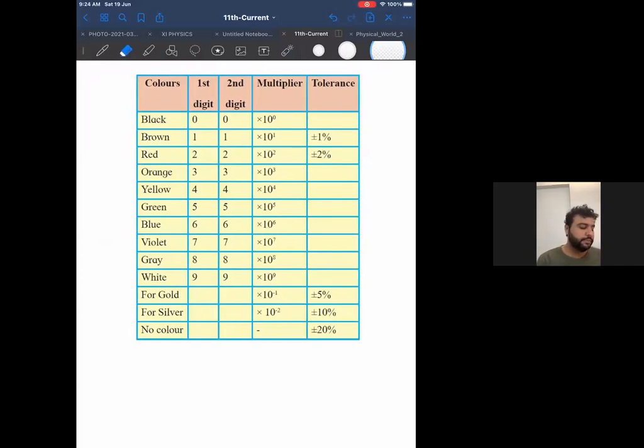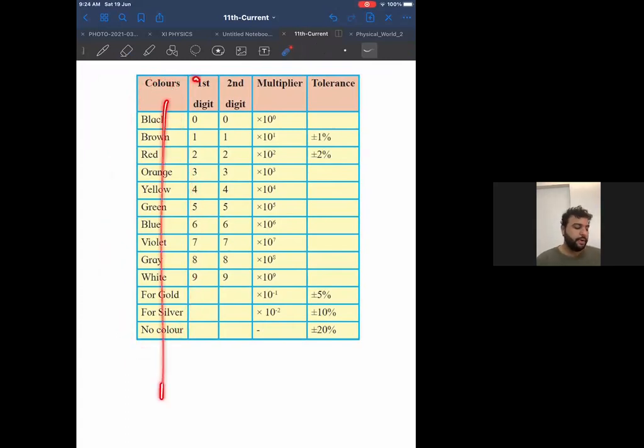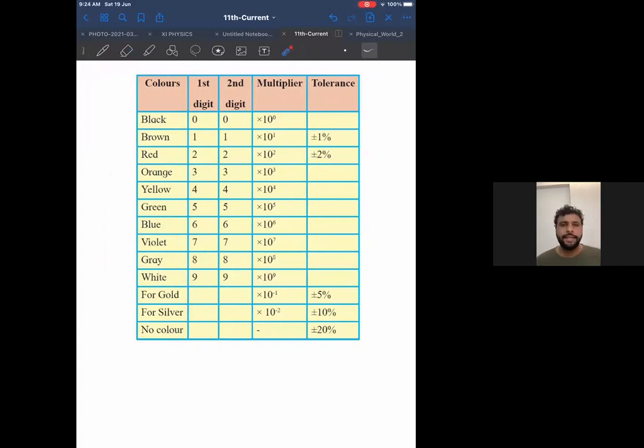First column is colors. So we'll go column by column. In that, the first column is colors. Correct? In that, what we will do? We will learn the sequence of colors by one code word. Listen to the code word.